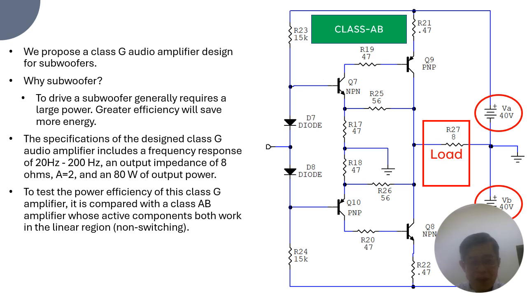The specification of the designed Class G audio amplifier includes a frequency response from 20 to 200 Hz, an 8 ohm output impedance, a gain of 2, and 80 watts of output power. To compare our result with another schematic, the power efficiency of this Class G amplifier will be compared with a Class AB amplifier, whose active components both work in the linear region, or non-switching. Here is an example of the Class AB that will be used as the comparison.